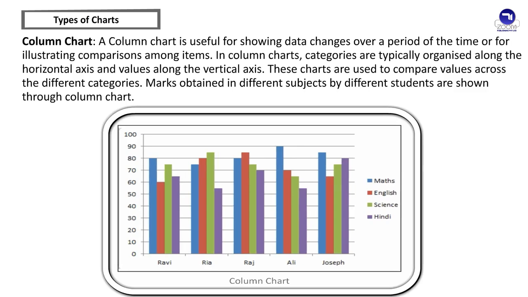Column chart. A column chart is useful for showing data changes over a period of time or for illustrating comparison among items. In column charts, categories are typically organized along the horizontal axis and values along the vertical axis. These charts are used to compare values across the different categories. Marks obtained in different subjects by different students are shown through a column chart.